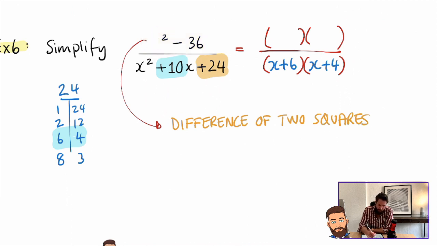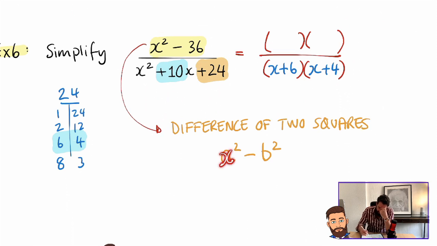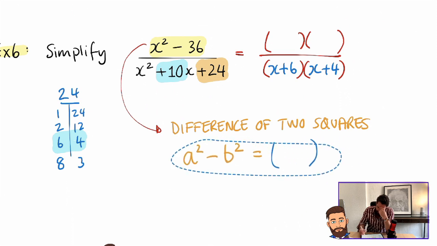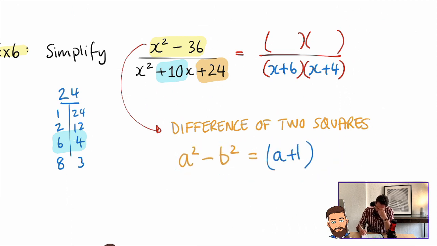If you've got a square, which x squared is definitely a square, minus another square, which could be just a squared, or even a number which is a square number, in this case 36, there's something very special that happens with this factorization. What we say is this: a squared minus b squared. So in this case, a is x and b is 36, because that's a square number. That will factorize into this: a plus b and a minus b.